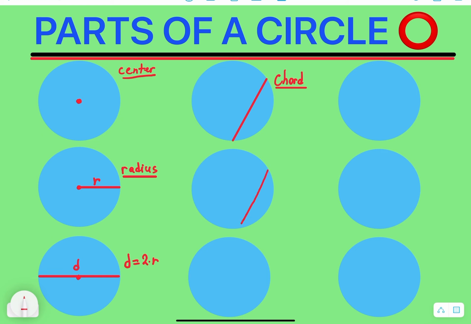If we have this part like we have chord, but all this part of the circle, we need it, we cover it. We are solving problem about this part, this covered part. We call this as segment of a circle. Segment.